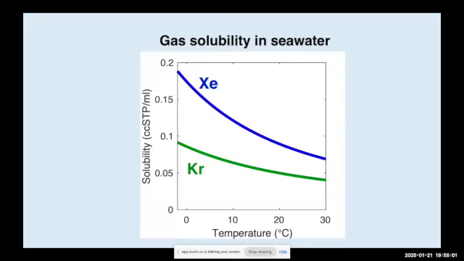And so the way that this works is that for all gases, as the temperature of water decreases, the solubility increases. So colder water can hold more gases. And scientists have measured the temperature-dependent solubilities of different gases, including that of xenon and krypton. So xenon has a higher solubility in seawater compared to krypton, and it has a stronger temperature dependence in that solubility. But of course, we're not talking about samples of seawater. We're talking about past atmospheric samples of xenon and krypton. So how does this work?